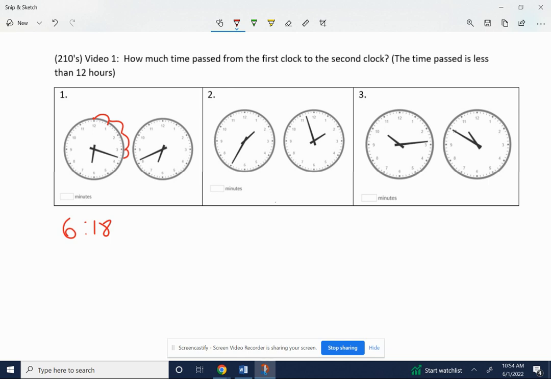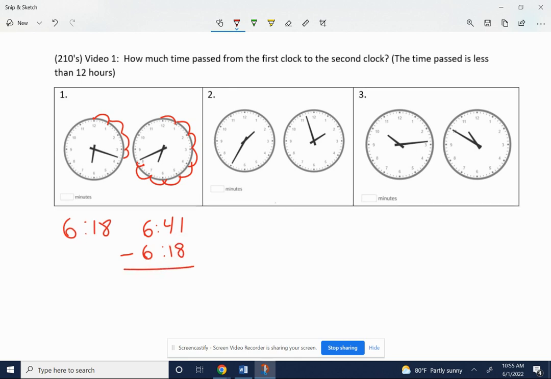The second clock, remember it's 6 something as well. If you look at the 12, 5 minutes, 10 minutes, I'm just counting in fives. So there's 15, 20, 25, 30, 35, 40, and 1 extra. So that's 640 with 1 extra would be 641. So the first clock is 6:18. The second clock is showing 6:41. We want to know how many minutes have gone by. We can just subtract.